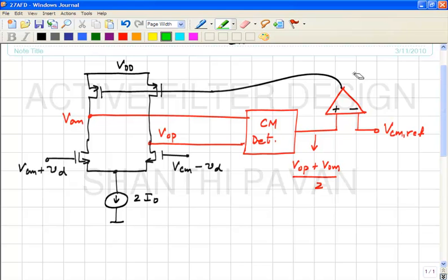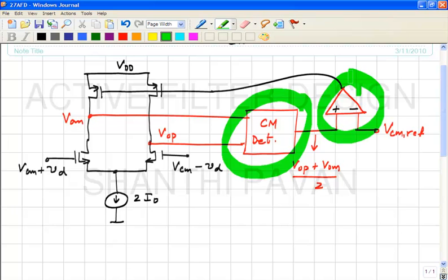Now, the next thing we need to figure out is how one might implement this using transistors. And what else do you think might be important? Whenever you have a feedback loop, what do we need to worry about? We need to worry about the stability of the feedback, correct? Okay, so let's start from this.